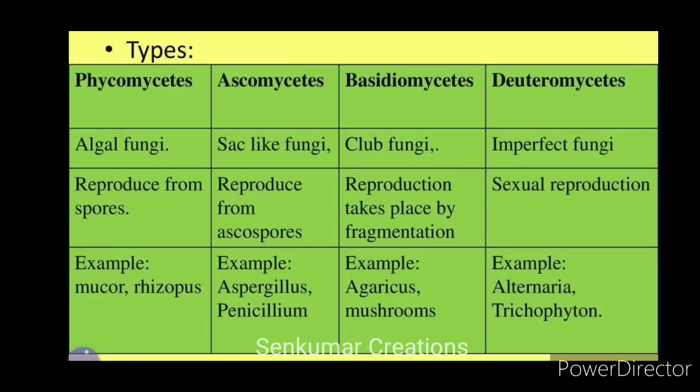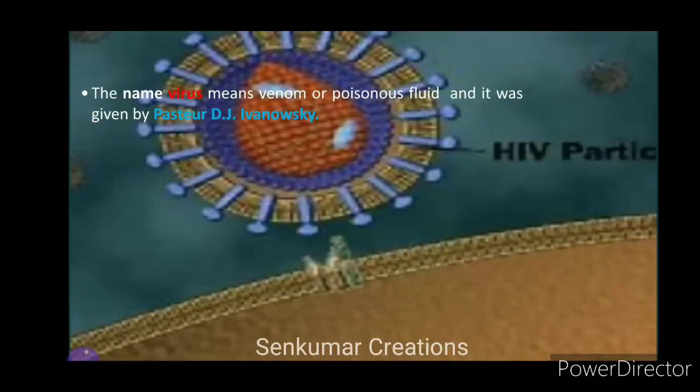Basidiomycetes are club fungi and reproduction takes place by fragmentation. Examples are Agaricus and mushrooms. Deuteromycetes are imperfect fungi, where sexual reproduction is not found. Once it is found, it is transferred to Ascomycetes and Basidiomycetes, as I told you. Examples are Alternaria and Trichophyton. So these are the different types and characters you can see.